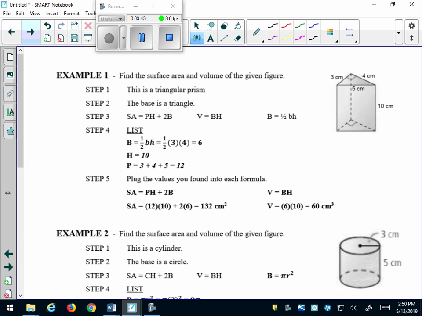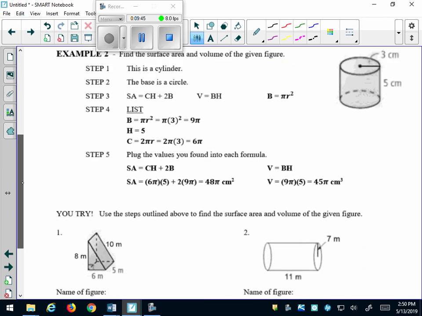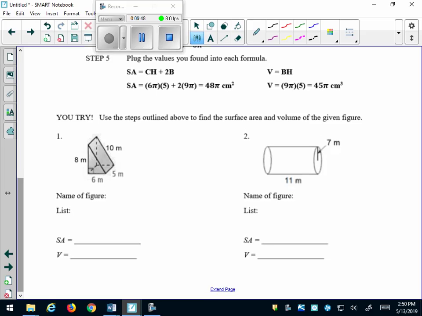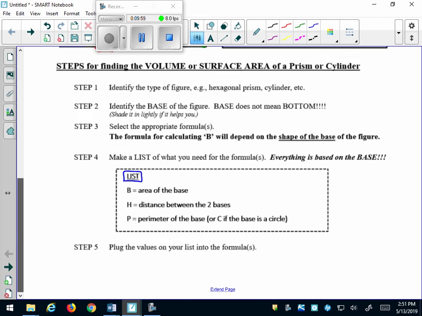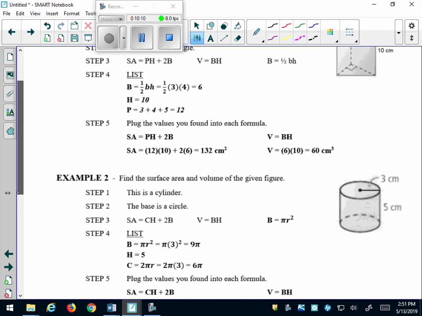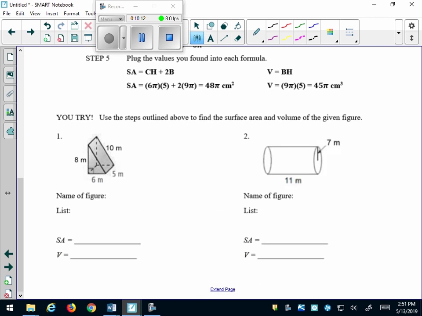Let's do this one together. Okay, so we're going to start with step 1, which is identify the base. Identify what type of figure you're talking about. Well, step 1 and 2 are really the same kind of thing, because the type of figure you're talking about is named for what shape the base is.